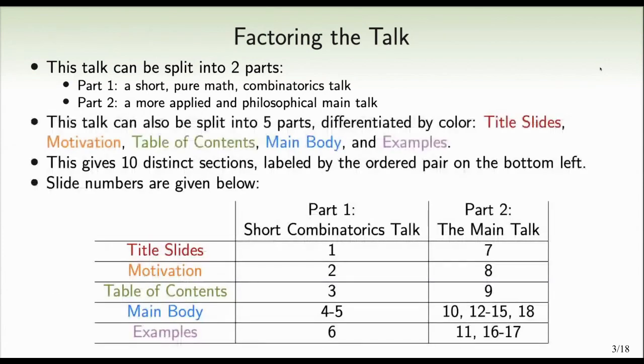This talk can also be split into five parts differentiated by color. There will be title slides, motivation slides, table of contents, main body, and examples. This gives 10 distinct sections, which will be labeled by the ordered pair on the bottom left. So I have this chart that shows what slide numbers these various different sections will occupy. For example, this slide is in part one talk, and it's a table of contents slide, which you can see in the ordered pair. I recognize that this table of contents has a lot more table and a lot less content than most table of contents, but that's okay because there will be another one in six slides.